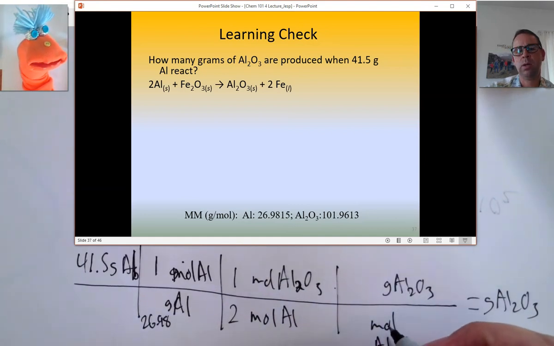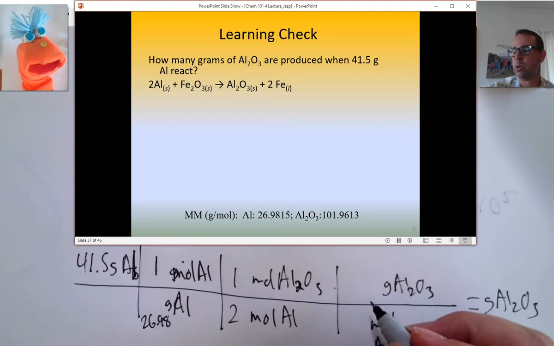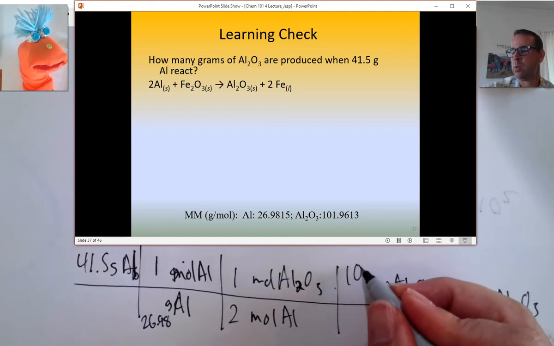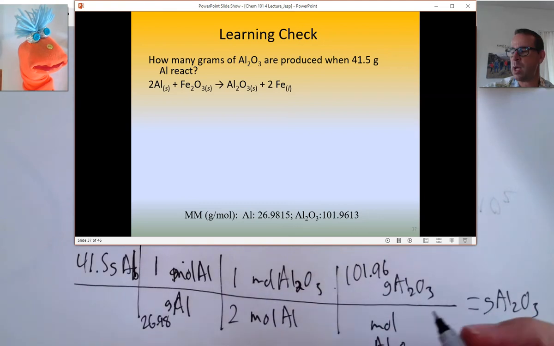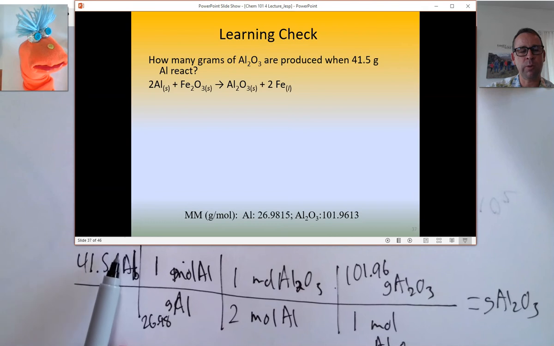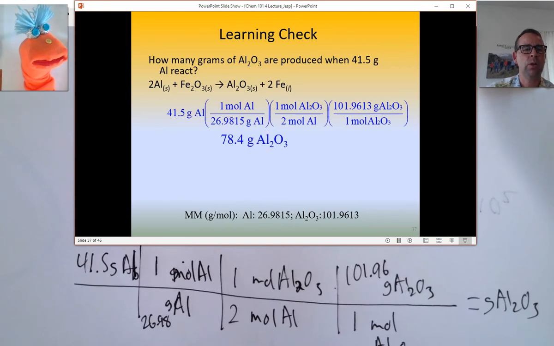Okay, and then this here? That's the 101.96. All right, 101.96 grams for every 1 mole. All right, so our 41.5 divided by the 26.98 divided by 2 times 101.96, and that will give us our grams of aluminum oxide. Okay?